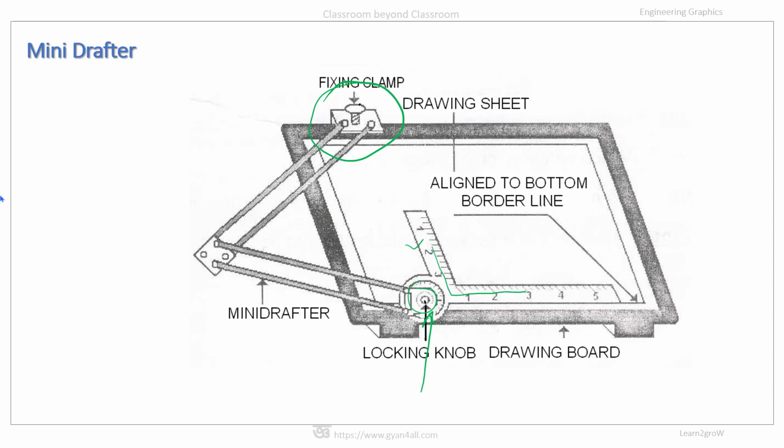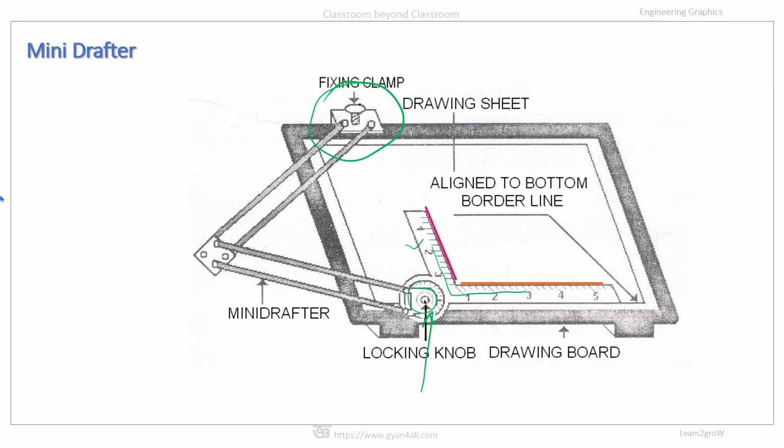Like this, you can see, we can draw the horizontal line like this. This is a horizontal line. With the help of a pencil, we can draw by using the horizontal part of the L-shaped scale. Similarly, we can draw vertical lines by using the vertical part of the L-shaped scale.